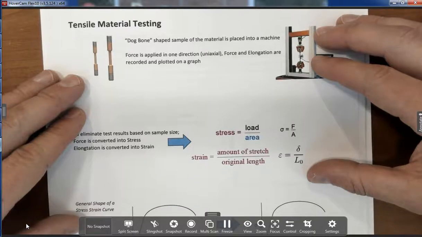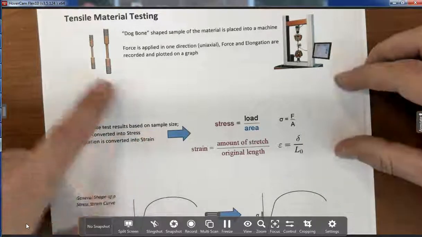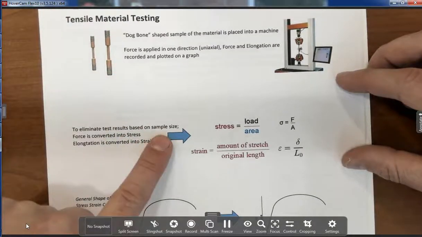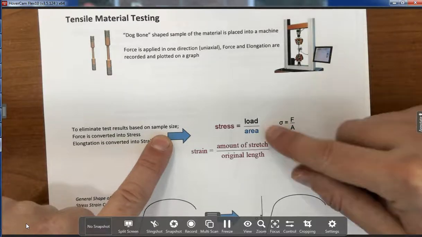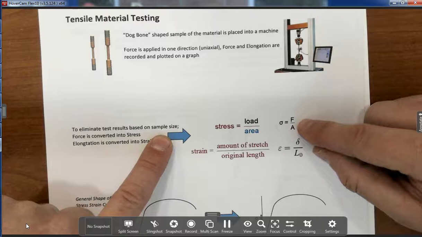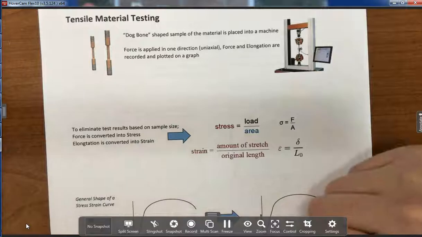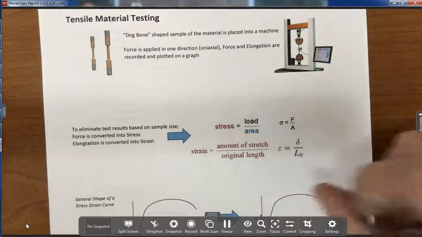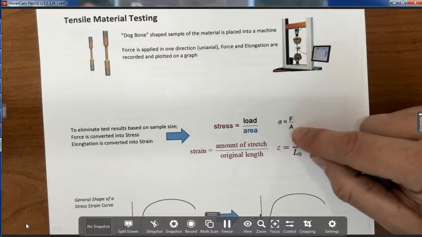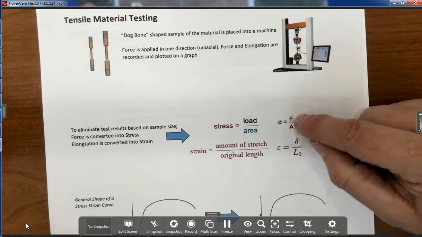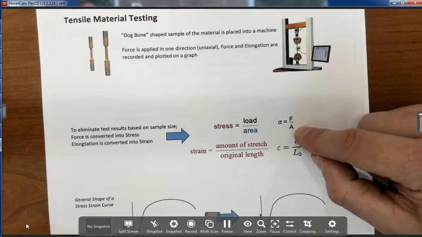And so we had talked about in the previous video that we want to eliminate test results based on the sample size, how big of a dog bone we used. So in order to do that, we'll just go in the order of the handout, we take force, how much force we applied, divide it by the cross-sectional area, and then that's called stress. Obviously, a bigger, thicker sample is going to be able to handle more force. So by dividing by that cross-sectional area, we're figuring out how much force per unit area of that cross-sectional area.